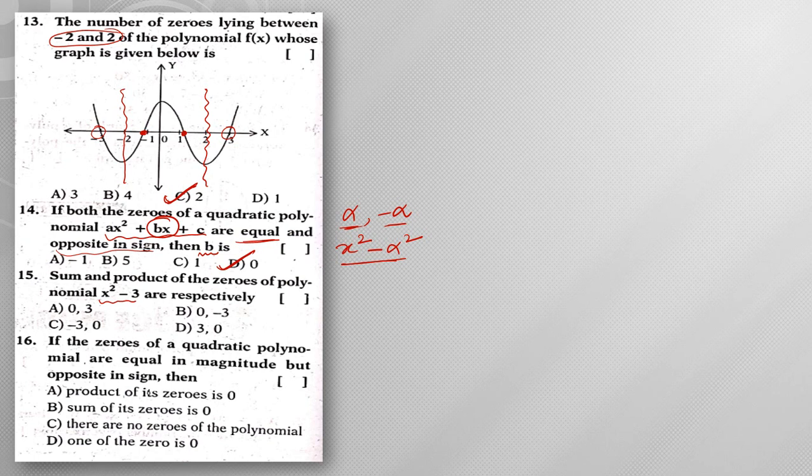Next, sum and product of the zeros of the polynomial x square minus 3 are respectively. So how can you write this as x square plus 0x minus 3. Then what is the sum of zeros? The sum of zeros is nothing but minus x coefficient, that is nothing but minus 0 by 1, which is nothing but 0. Next, product of zeros is given by constant term by x square coefficient, that is nothing but minus 3 by 1, which is equal to minus 3. Hence the answer is 0 comma minus 3.